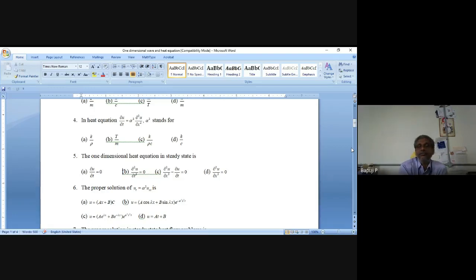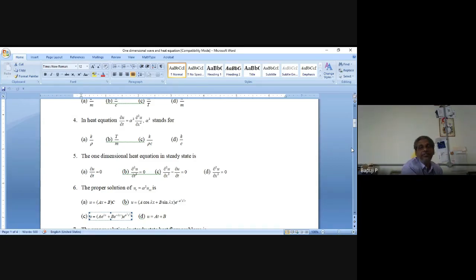D is correct actually. We solved u is equal to ax plus b. At x equal to 0, 0 degrees, at the other end, 40 degrees, until steady state condition prevails. I told you or not? Forgotten. Not studying, sir. Very bad. I don't know if people are there or not. I am only asking questions and only telling answers. It is one way traffic only here.